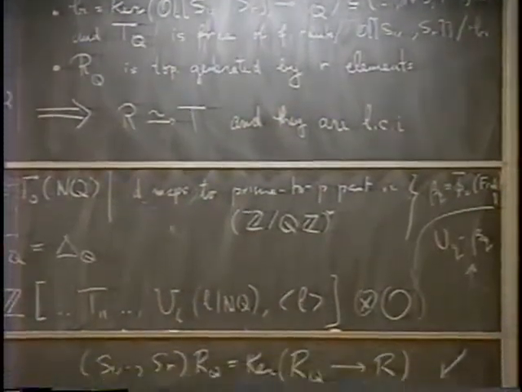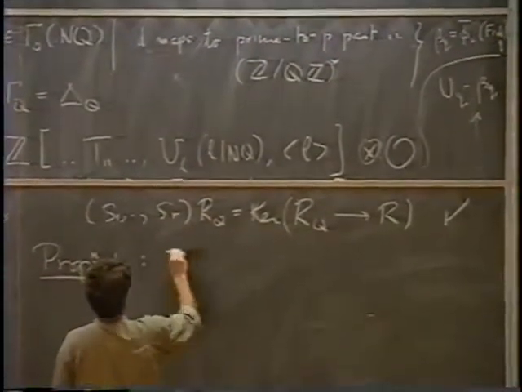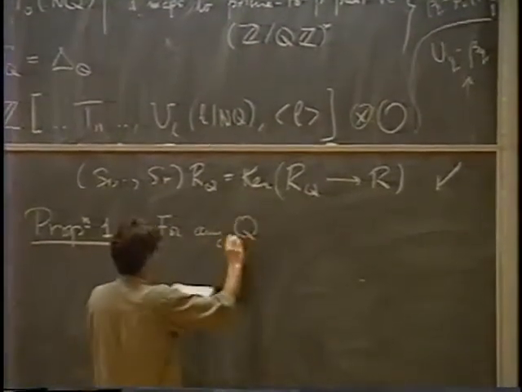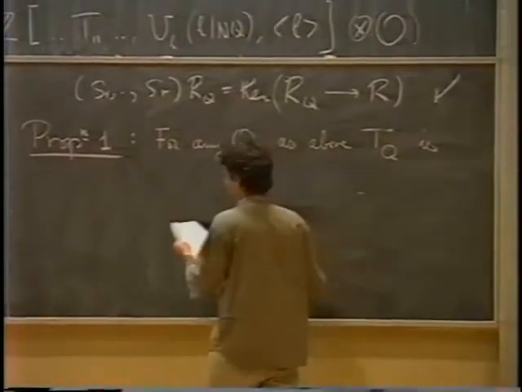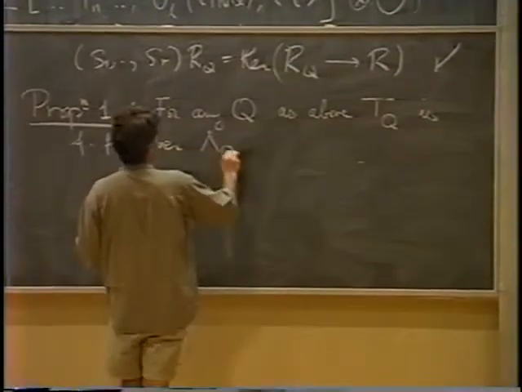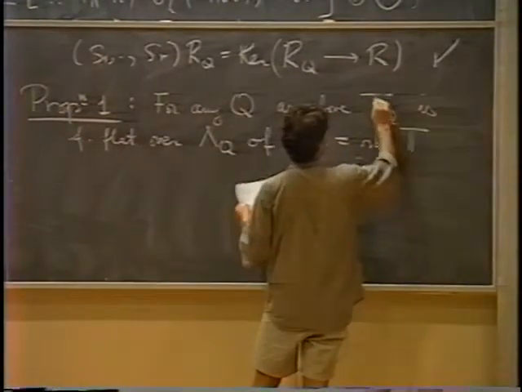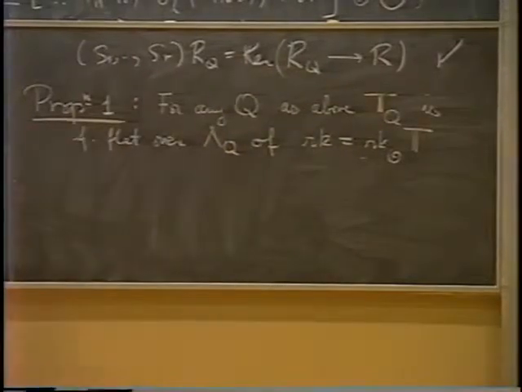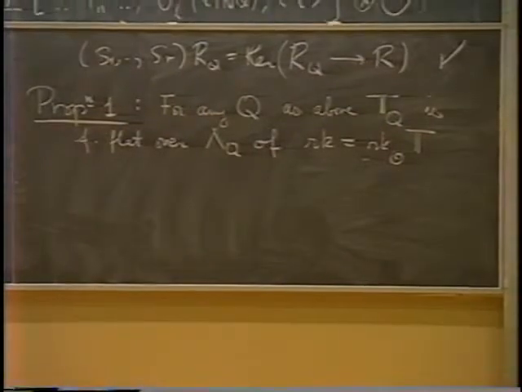So what we want to prove is proposition 1. For any Q as above, TQ is finite free, finite flat, over lambda Q of rank equal to the rank over O of T. Sometimes I forget the boldface T. Okay. Now I have about 15 minutes. Let's see if I can outline the proof.